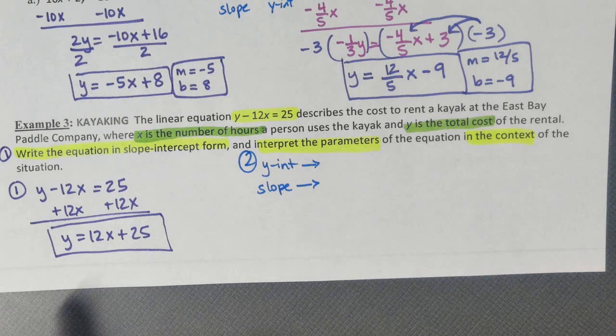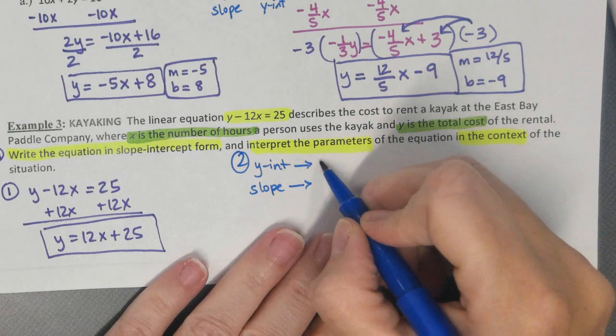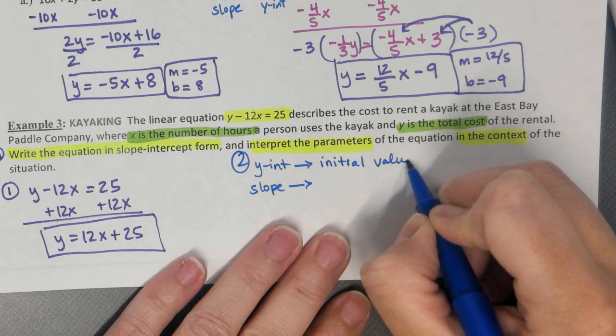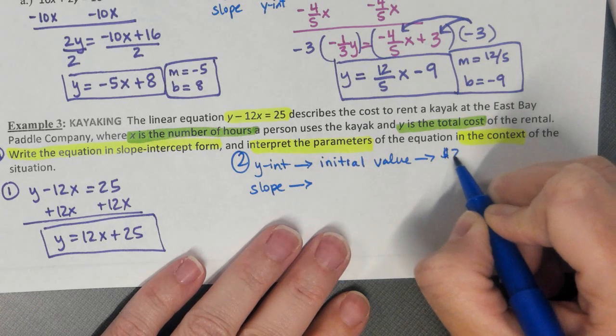Yes, but what does it mean in context? Oh, yes, it means like the rental cost. It is going to be part of the cost. I'm looking for a certain word. Ashley, you got it? Yeah, good. This is your initial value. And then it is the 25. So we're going to write that down too.